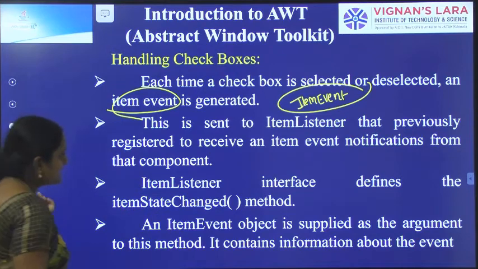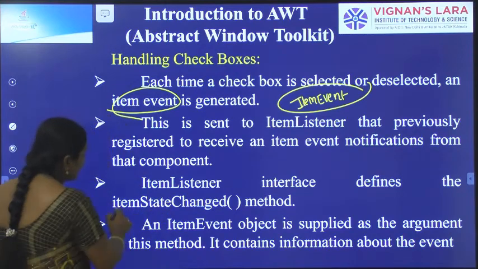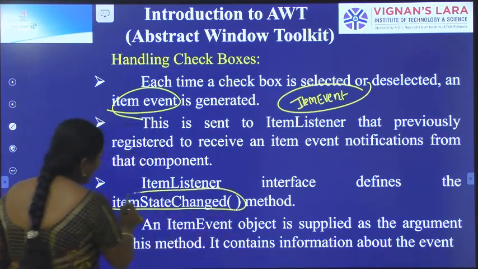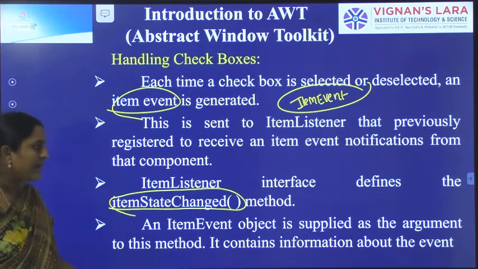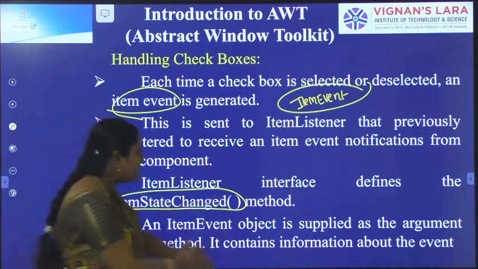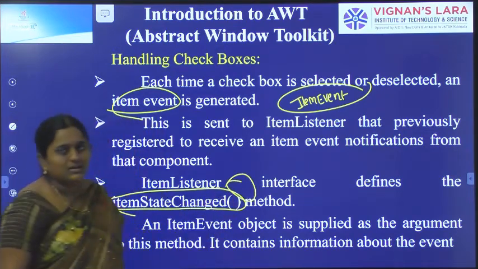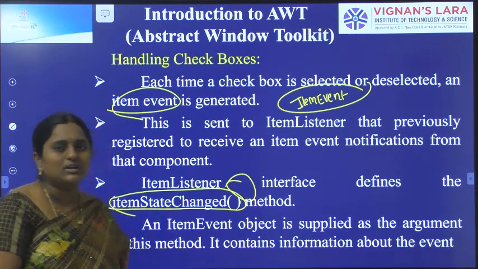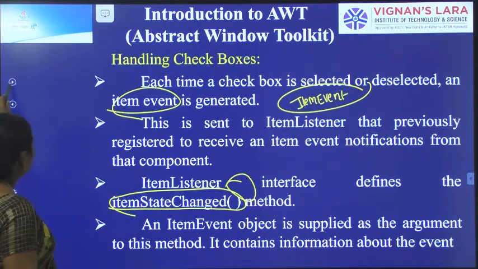Here, the ItemListener interface defines one method. What is the method? The itemStateChanged method. An ItemEvent object is supplied as an argument to this method. So it contains information about the event.